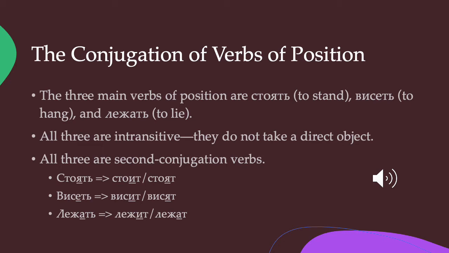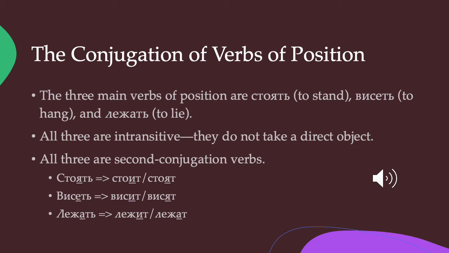The three main verbs of position are стоять, to stand, висеть, to hang, and лежать, to lie. They are all intransitive verbs. They do not take a direct object. So you can use them to indicate the position of a thing, but you cannot use them to say that you are putting something in a position. We will learn later about verbs of placement, which correspond with these verbs of position but are not the same verbs. So these verbs are intransitive. You use them to indicate an object's location, but you cannot use them to talk about putting an object in that location or in that position.